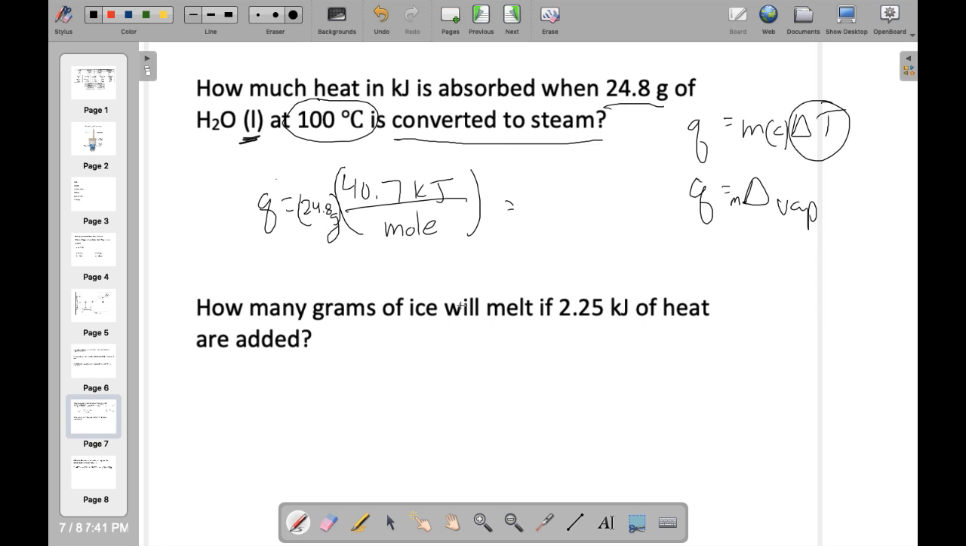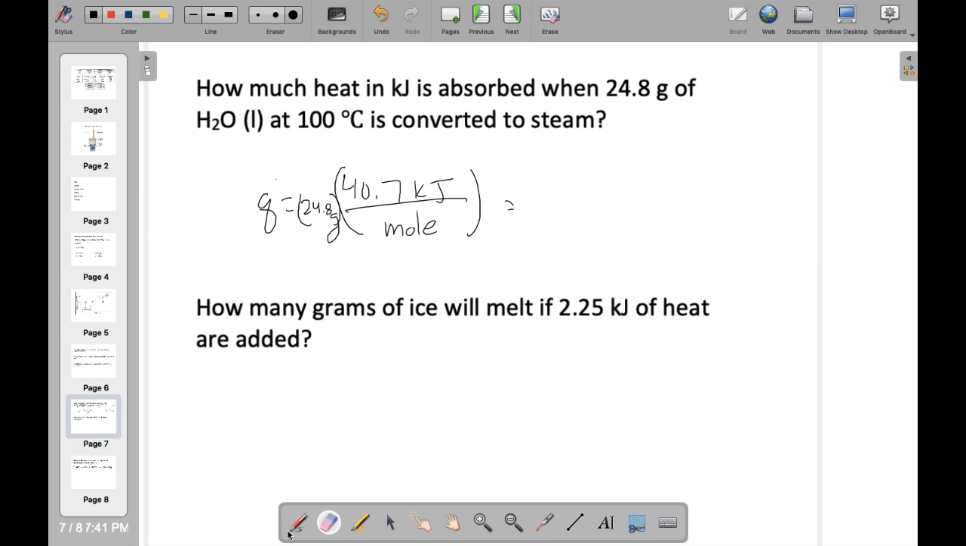But if I'm looking at this, I got a problem right away. And I almost did the exact same thing I told you not to do. See how easy that is? My problem is I have grams, but I need moles.